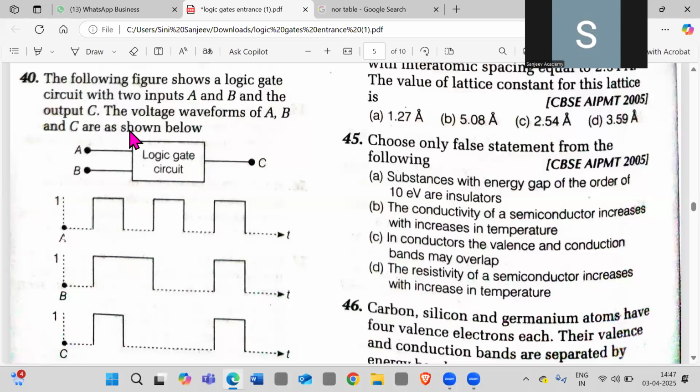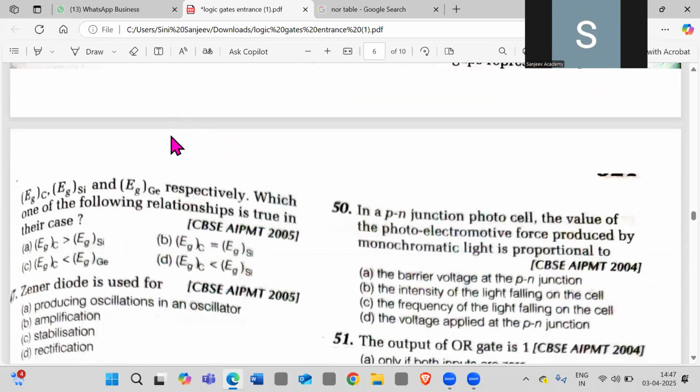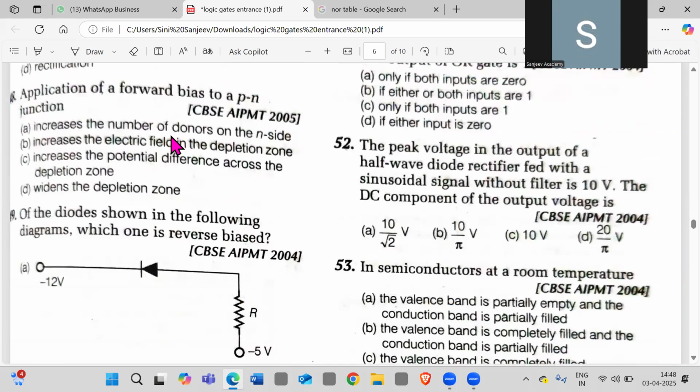See, these gate questions were there when we had transistor. Now you don't have transistor. Okay, that's the reason I'm not doing those.